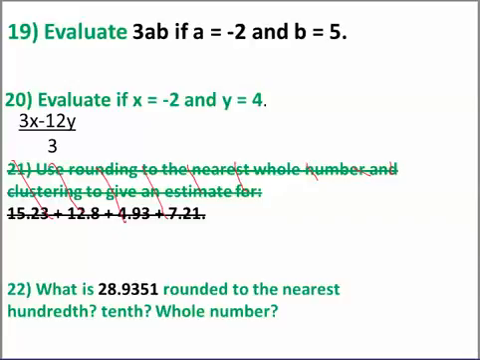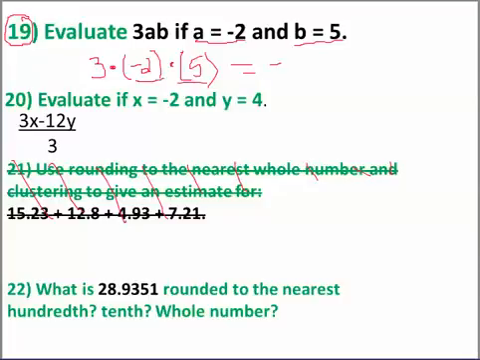Okay, so we are now evaluating on number 19, meaning we are given numbers to put in for a variable. Very simple. Take out the letter and put in the number, and know that when we have letters next to each other, it means we'll multiply. So I really have here, instead of 3 times a times b, I have 3 times negative 2 times 5. So I'm going to say negative 2 times 5 is negative 10 times 3 is negative 30. Again, use your calculator if you need to.